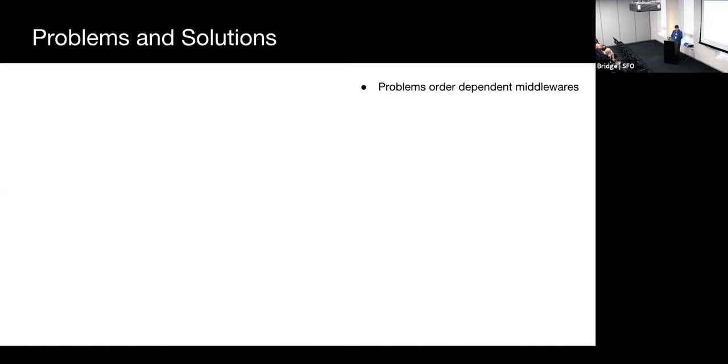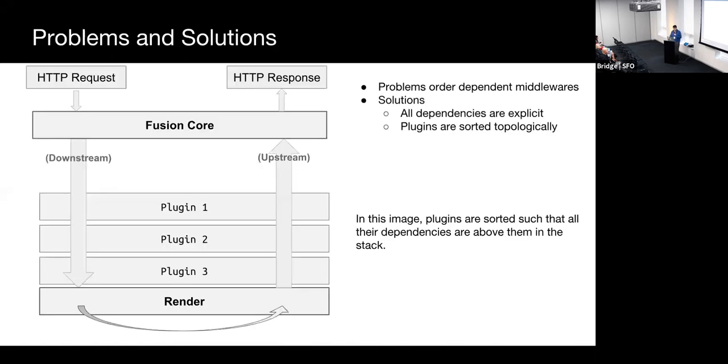The other issue we had was order-dependent middlewares, and this relates to the previous problem. So to solve this, all dependencies are explicit, and our plugins are sorted topologically. So if we go back to this original diagram, these plugins are sorted such that all of their dependencies are above them in the stack. So in this case, plugin 3 would have dependencies on plugin 1 and 2.